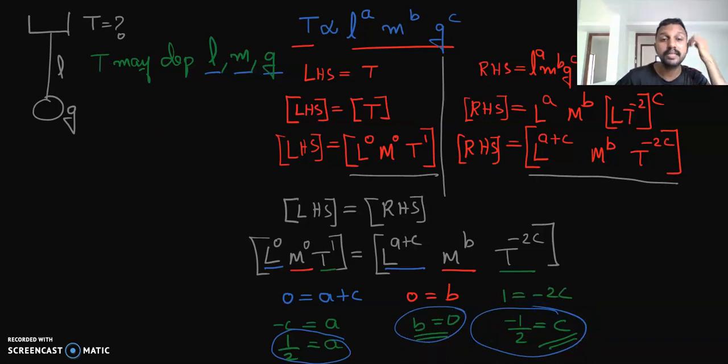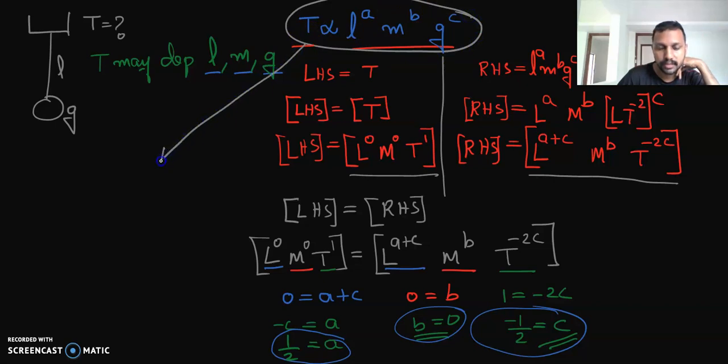Now, since we have the values of A, B and C, let us substitute them in our first equation. We have our first equation like this: T proportional to L raised to A, M raised to B, G raised to C. If I substitute the values of A, B and C in this equation, I will get T proportional to L raised to, instead of A, 1 by 2, M raised to, instead of B, it is 0.